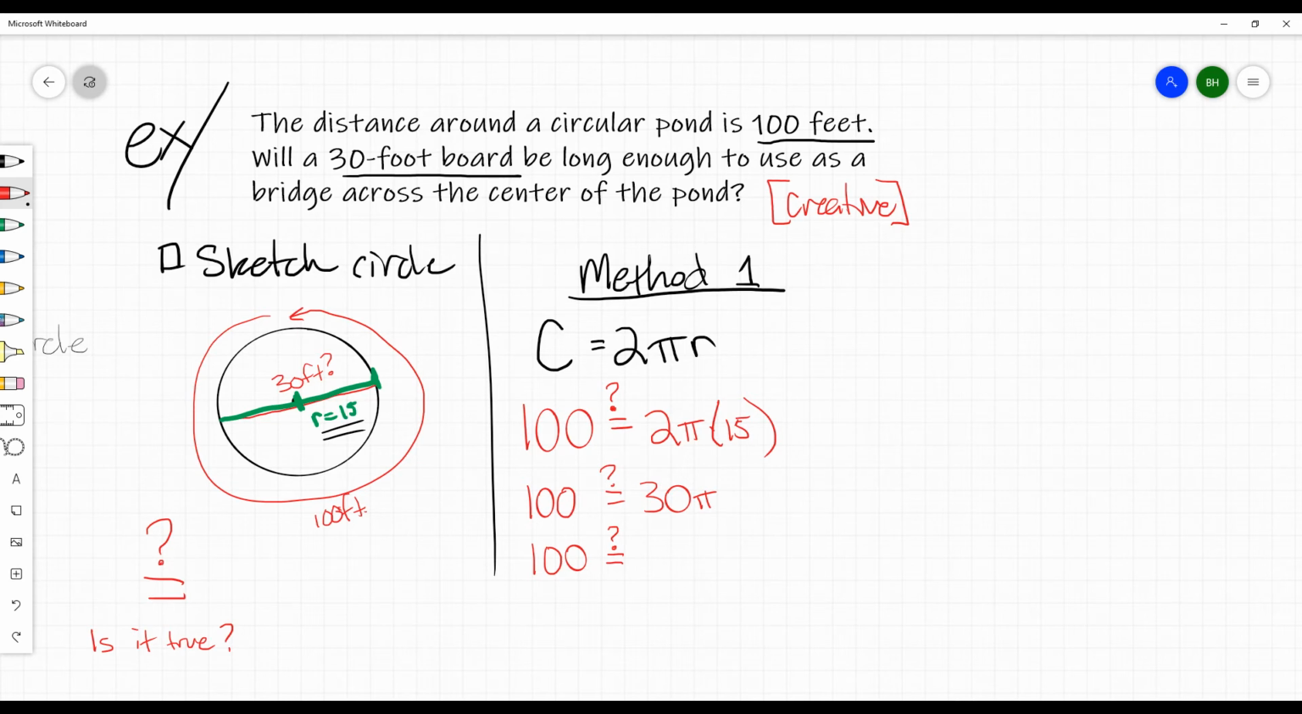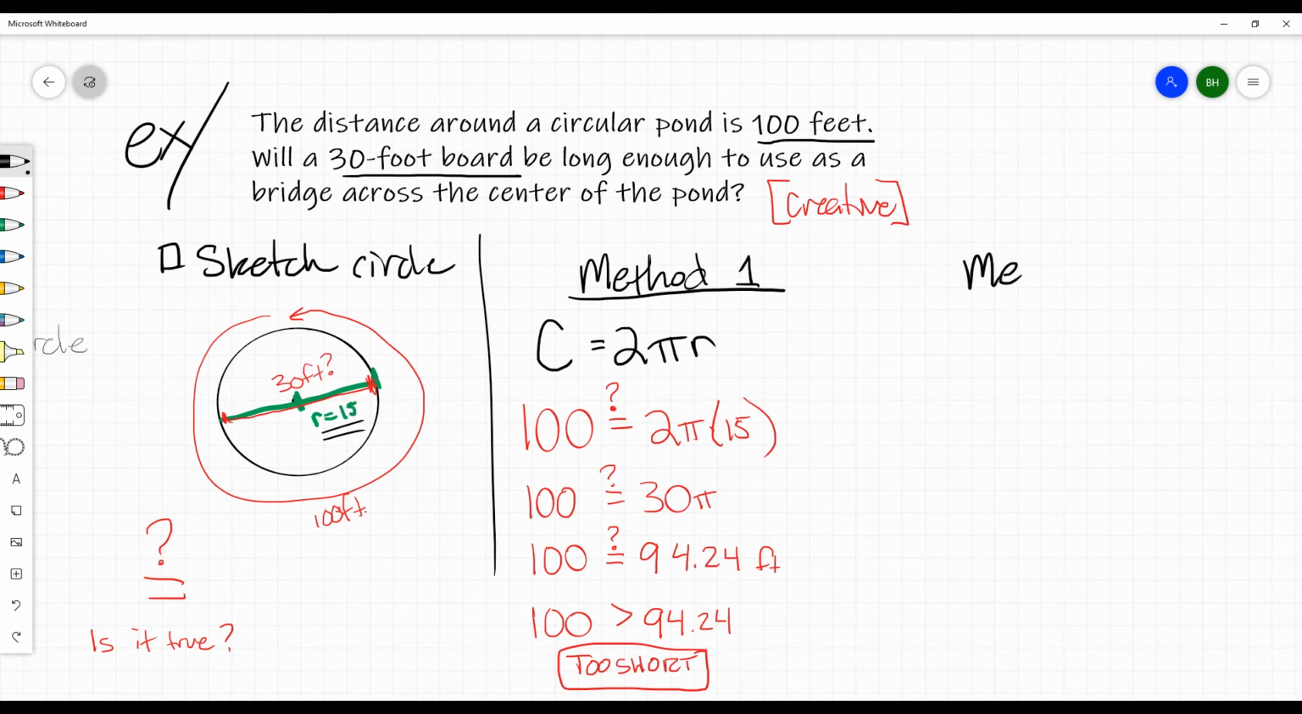So if we use our calculator, we'll see that this is 94.24 feet. Okay, this is all in feet, which means that 100 is actually greater than 94.24. And we can assume that this bridge that we have is going to be too short. Okay, so that's one method. You can go just straight forward and solve for it and compare the two.